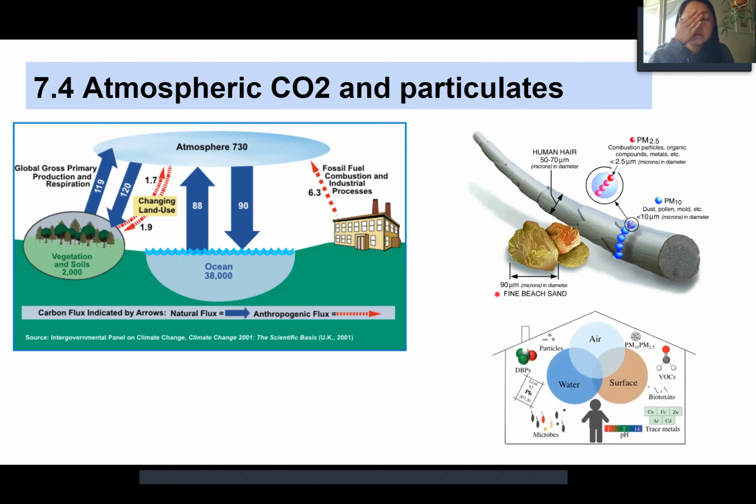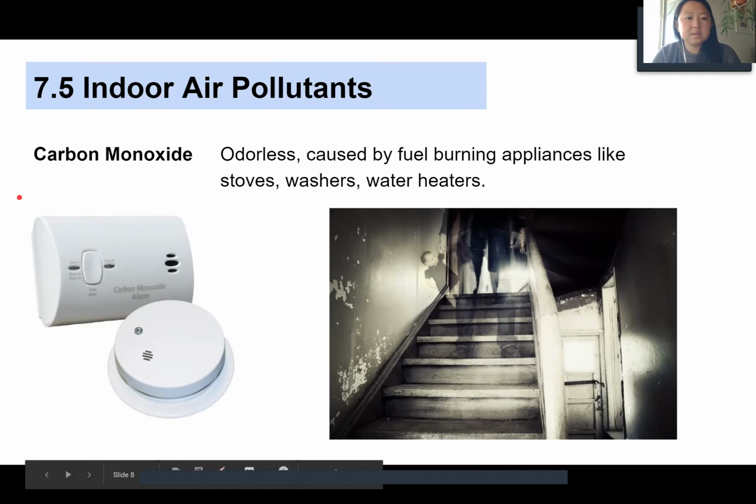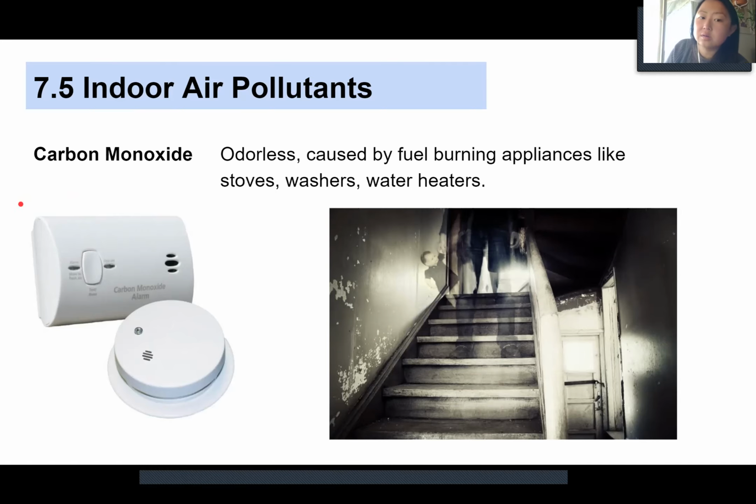Okay, so segue is indoor air pollutants. I do want to talk about a couple of the ones that they want you to know on the AP test. So the first one being carbon monoxide. A lot of you probably have seen these alarms in your house. These alarms sense CO, which is carbon monoxide.